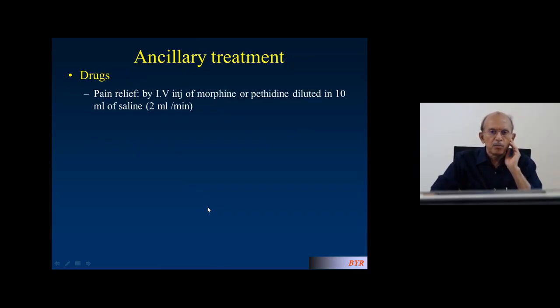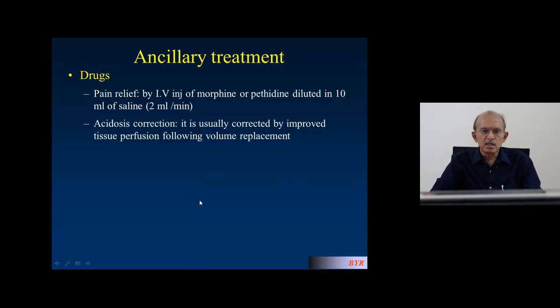Then drugs, pain relief by giving intravenous injection of morphine or pethidine diluted in 10 ml of saline. This morphine or pethidine should be administered intravenously, slowly, by titrating. The meaning of titrating is you give such a dose to make the patient adequately sleep. Till he is put to sleep, up to that only you have to give the injection. There is no fixed dosage. It is administered at a speed of 2 ml per minute, that means very slowly you give the drug intravenously.